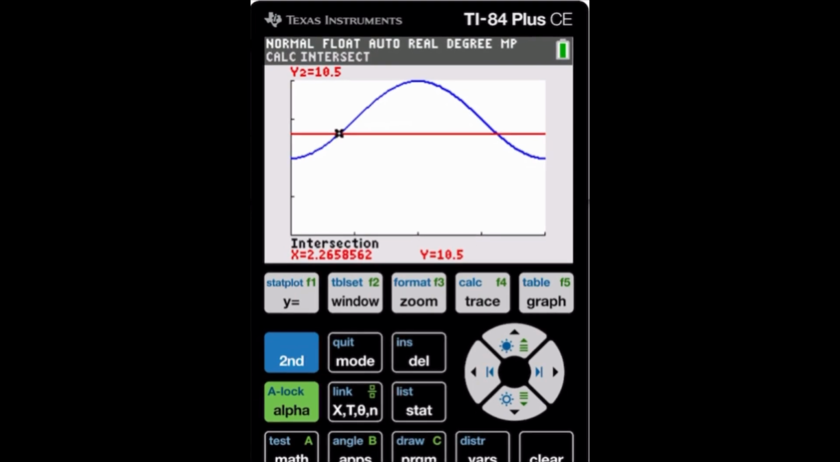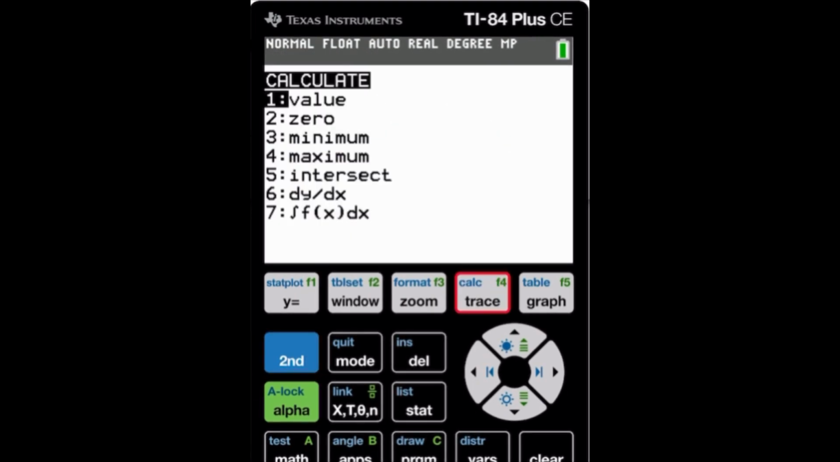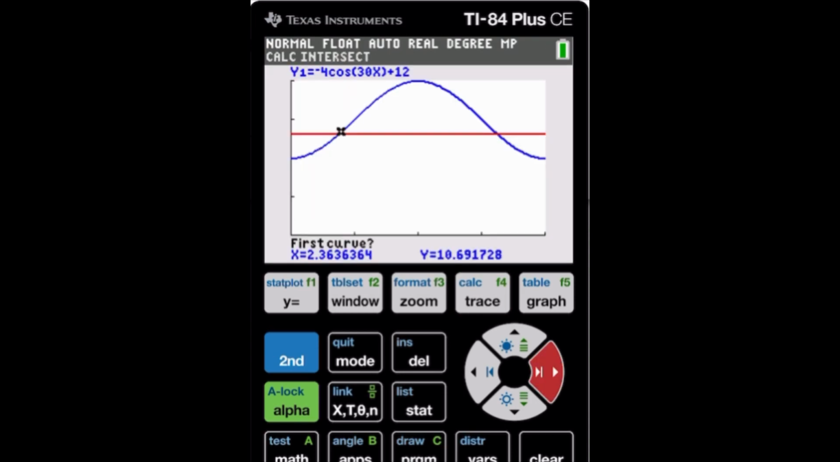So I go back to the calculator and I do the same thing again. I'm going to go to second trace, which is calculate. I'm going to go to find the intersection, number 5. Then I'm going to use the right arrow on my calculator to move towards the second point of intersection. I'm going to press enter where it says first curve. I'm going to press enter where it says second curve, and you press enter for guess. Guess is not the answer.